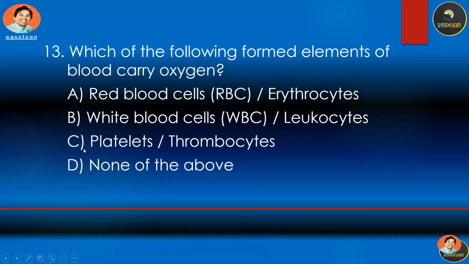Which of the following form elements of blood carry oxygen? Choose your answer. Okay, 98% of oxygen will be carried by hemoglobin. This hemoglobin is located in red blood cells. So the answer would be red blood cell.